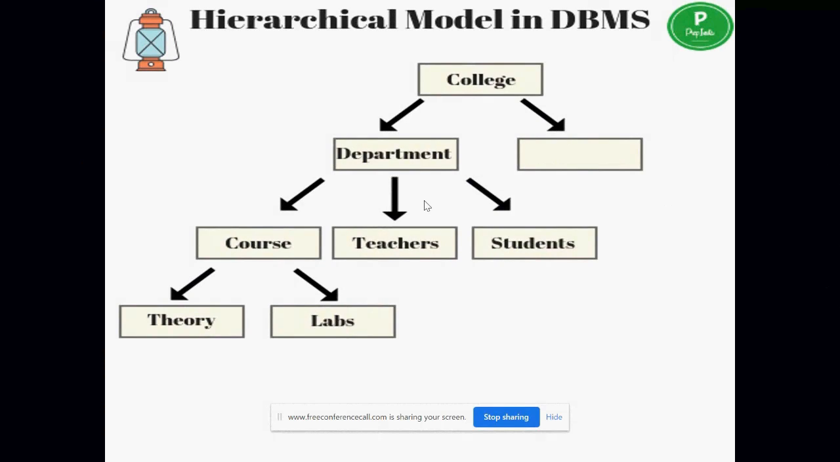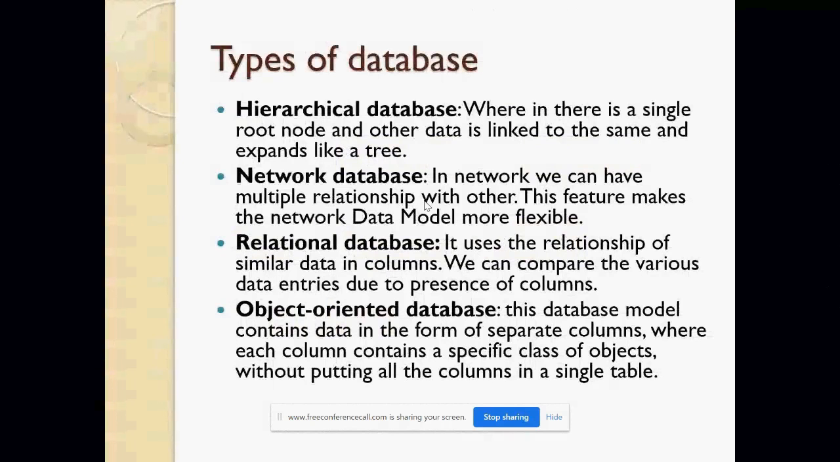So again, the department has been subdivided into courses, teachers, and students. Students will be again divided according to the name of the course. Teachers will be divided accordingly, and the course will be divided into theory and labs. So basically, we can see that hierarchy is taking place. There is a root node for college, and the other linked data are expanding in a tree-like figure. This is the hierarchical model in a database management system.